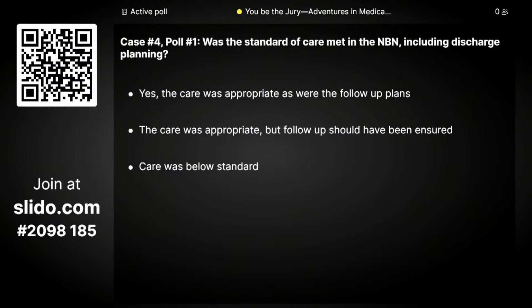So, in this case, was the standard of care met in the newborn nursery, including the discharge planning? Choices being yes, the care was appropriate, as were the follow-up plans. The care was appropriate, but follow-up should have been ensured, or the care was below standard.